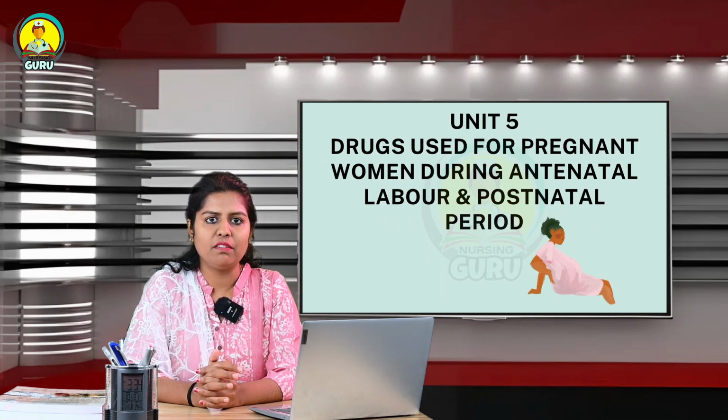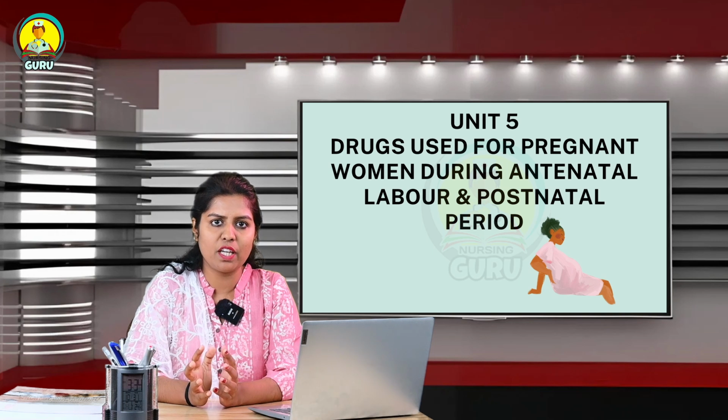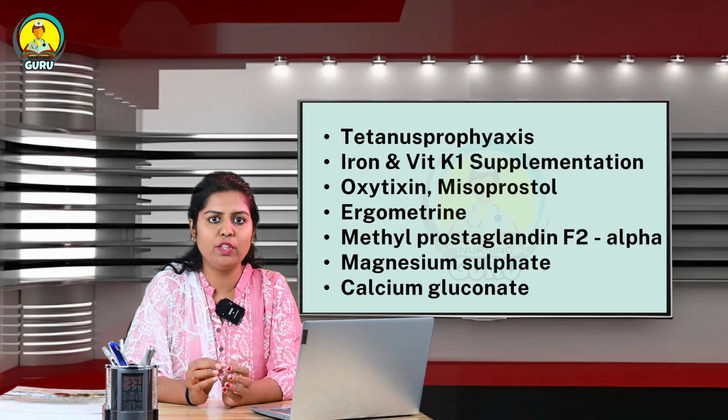Next, unit 5, drugs used for pregnant women during antenatal, labor and postnatal period. So here, during the antenatal period, what and all we are using. For example, we are going to give tetanus prophylaxis. Then during the pregnancy, we will give iron, vitamin K1 supplementation. So these all things we will study.